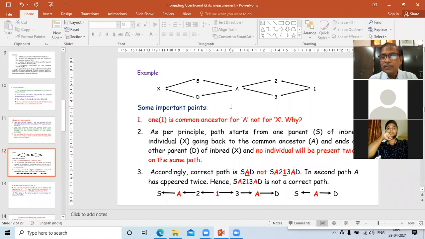So half to the power N1 plus N2 plus 1, that is half to the power 1 plus 1 plus 1 is equal to half to the power 3. So half to the 3 will be the inbreeding coefficient of A. Half to the 3 means 1 by 8, or is equal to 0.125. So inbreeding coefficient of A is 0.125. So you should not write it as 0.125. It will be better to write 1 by 8 for easy calculation.